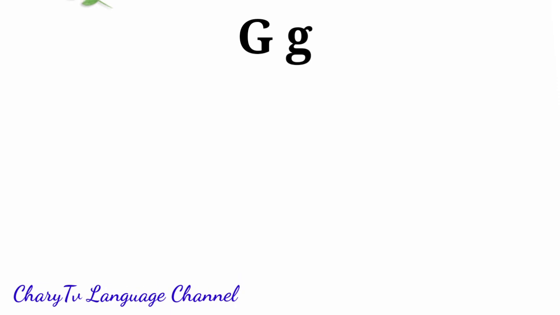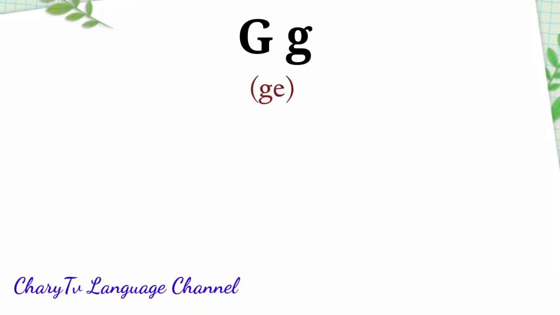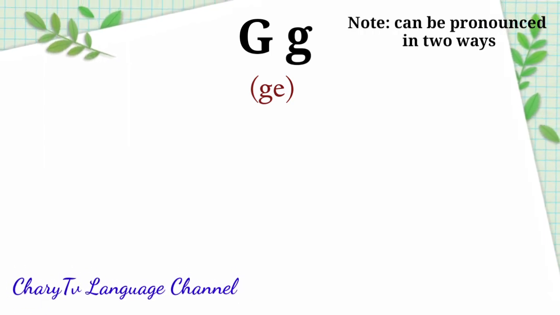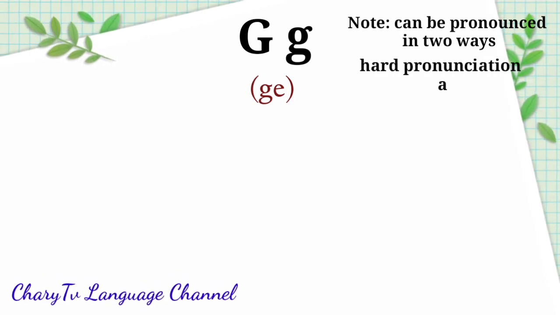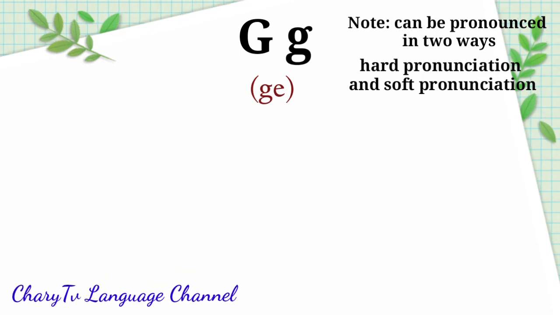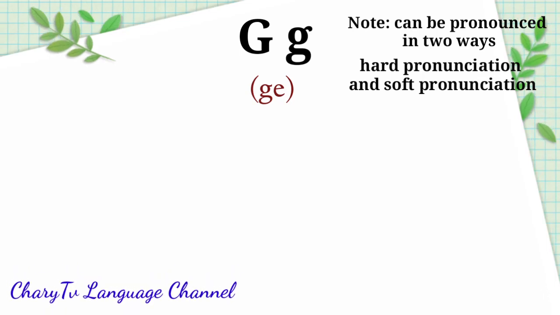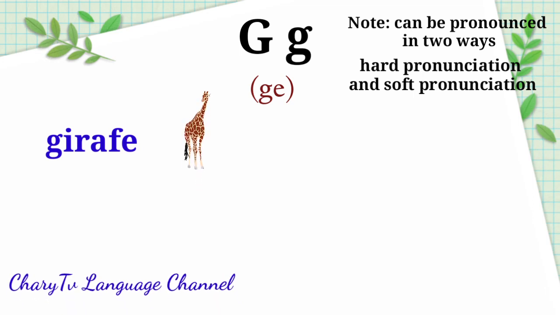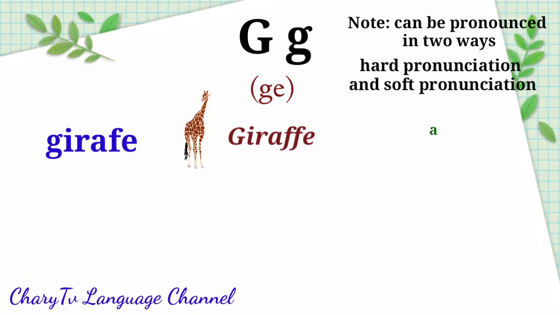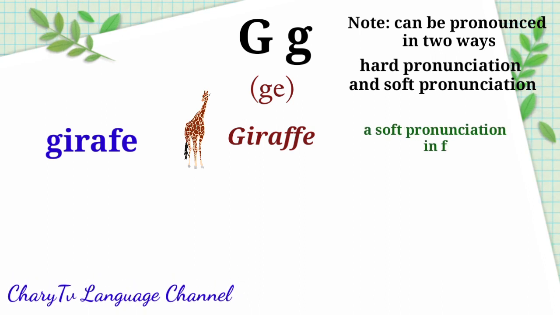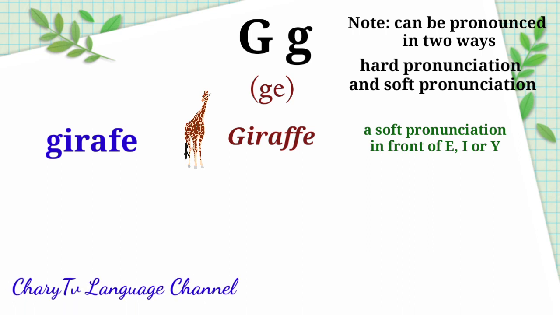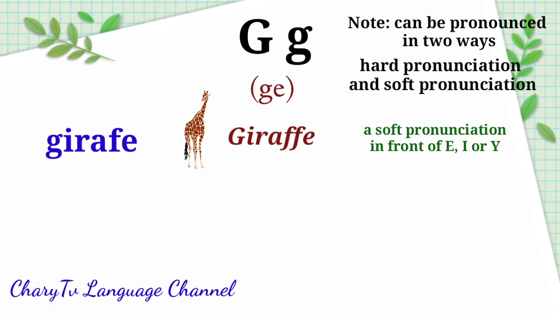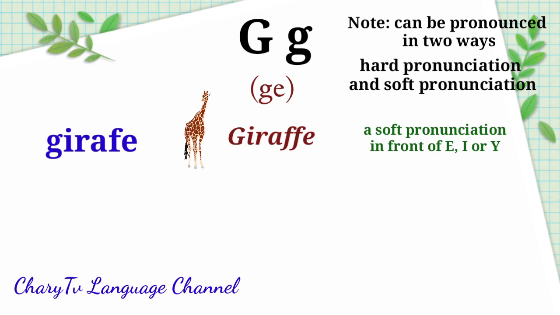Letter G. G. G can be pronounced in two ways. It has hard pronunciation and it has soft pronunciation. Let's have an example. Girafe, which means giraffe. It is a soft pronunciation if it is in front of E, I, or Y. Okay, again, girafe. Let's listen. Girafe.